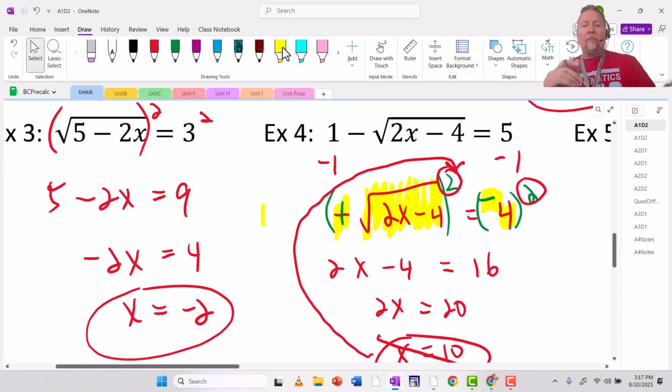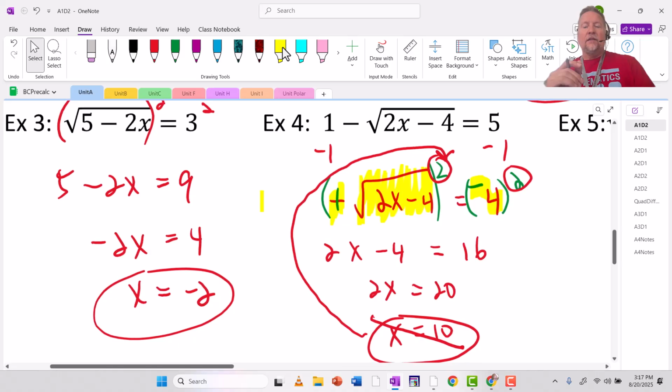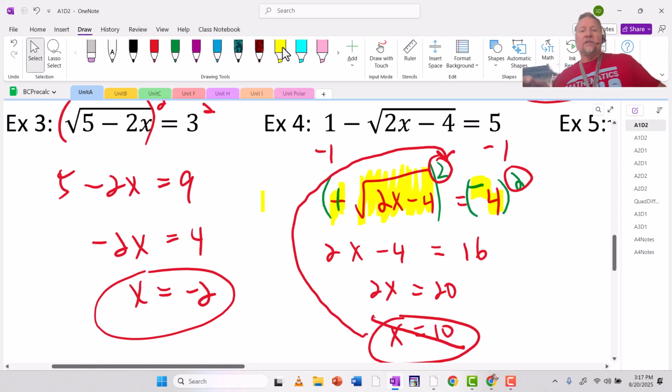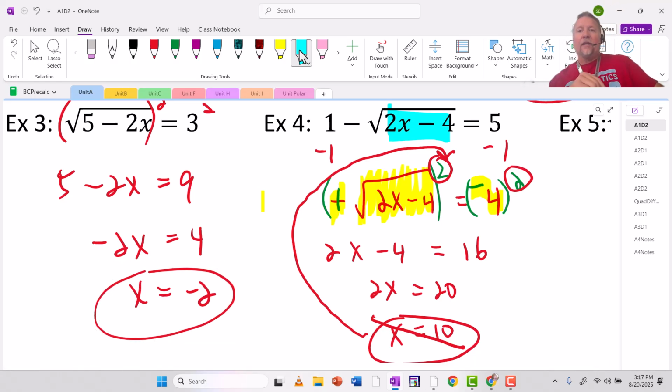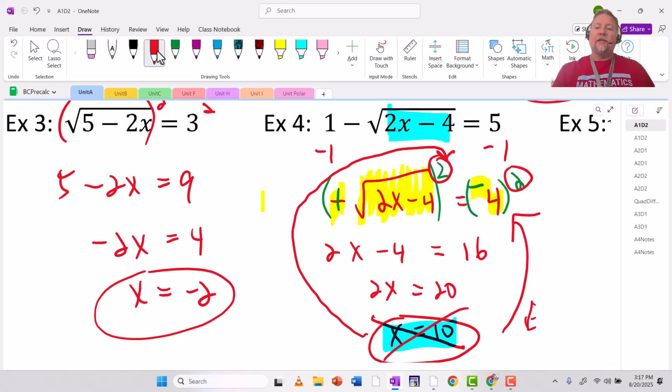We'll go ahead and plug it in. 2 times 10 is 20. 20 minus 4 is 16. The square root of 16, I'm up here. I'm talking about this. You should know about plugging in. So again, 2 times 10, I'm plugging in 10 for x. You get 16 in there. Square root of 16 is 4. 1 minus 4 is negative 3. That's false because this is impossible. This is an extraneous solution. I don't have the time to write that word out. Look it up on Google.